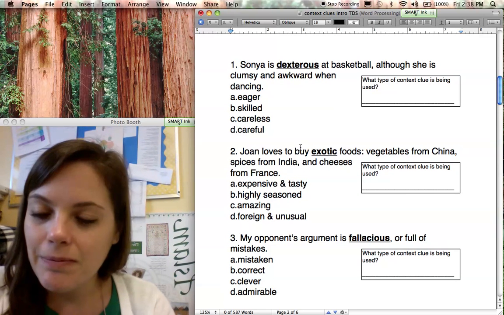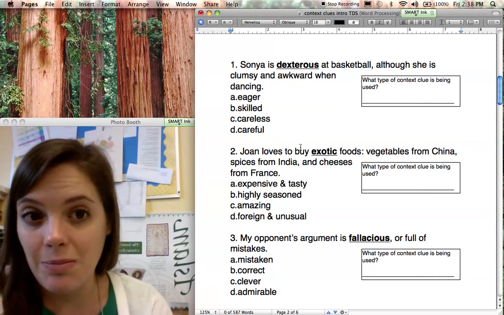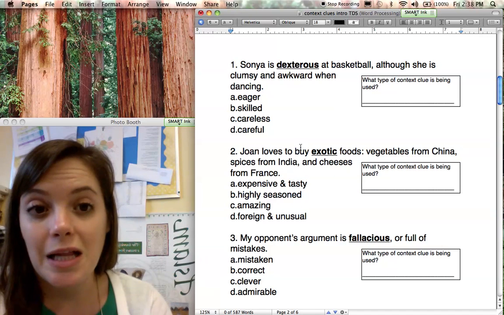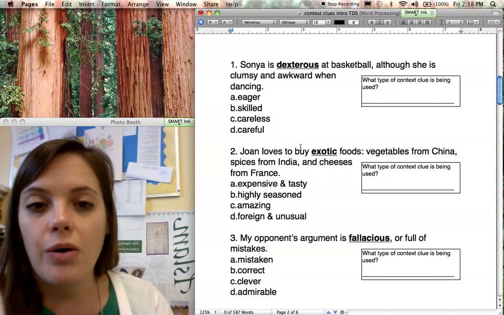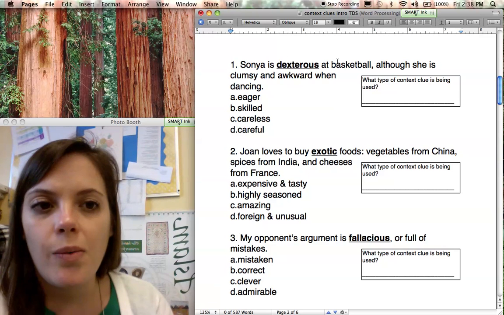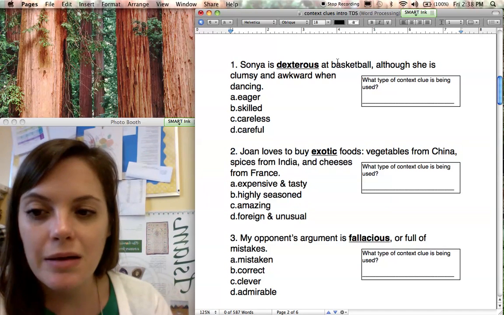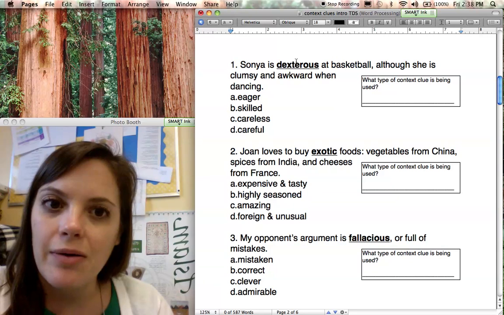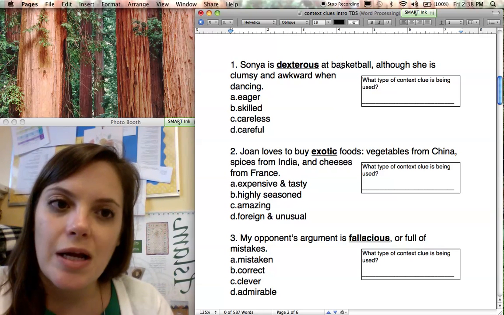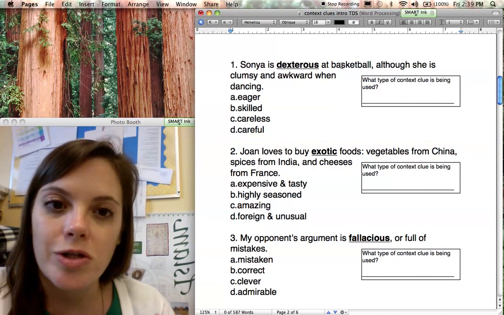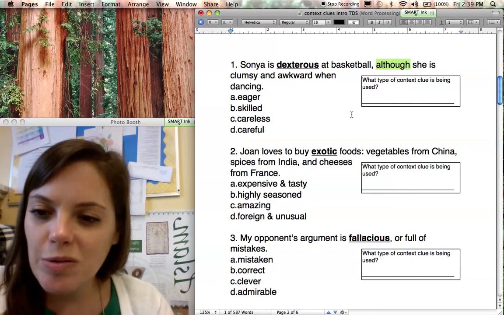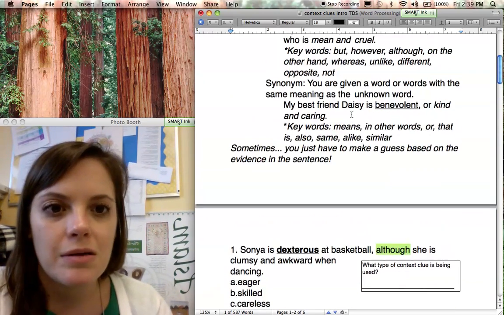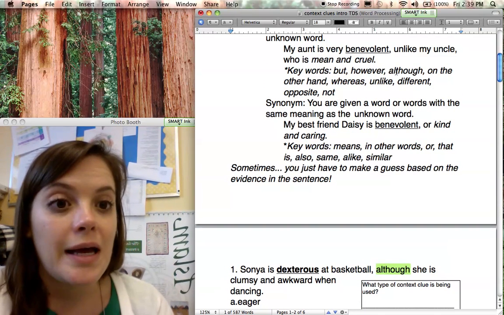All right, number one. Sonia is dexterous at basketball, although she is clumsy and awkward when dancing. So I want to know, what does dexterous mean? So I'm going to look at my clues here. She is dexterous at basketball, although she is clumsy and awkward when dancing. Now, "although," that seems familiar. I think it's one of my keywords. I'm going to look. Yeah, I see it right here.